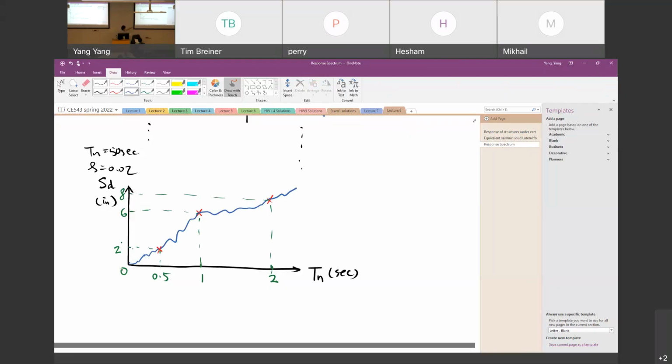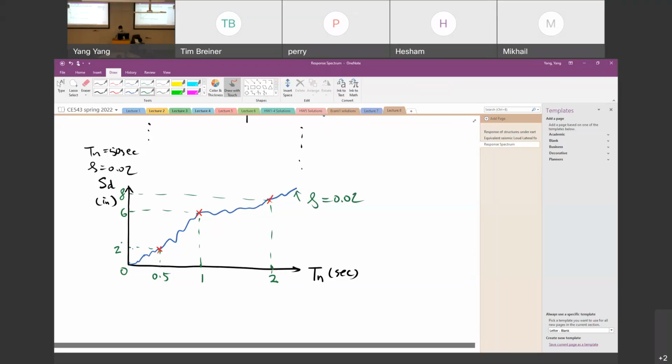So now this curve is called the displacement response spectrum for the given earthquake, and the structure has a damping ratio equal to 0.02. This is a displacement response spectrum.